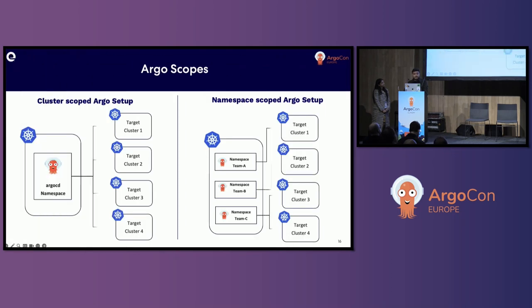So a bit more about the scopes. Majorly there are two scopes, the cluster scoped Argo setup and the namespace scoped Argo setup. In the cluster scoped Argo setup, there will be only a single instance of Argo running, and it will be deploying applications across all the target clusters. The benefit of this approach is that there is only a single instance, so the maintenance and installation is quite easy. We also get a single UI for seeing all the applications within our system.